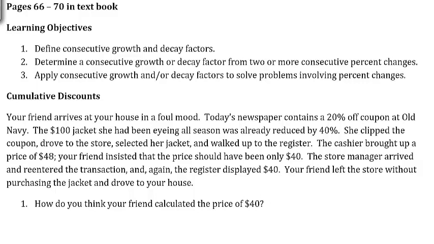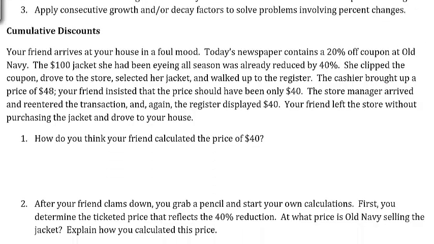So $40 meant that the amount that she discounted was $60 and that she was only paying $40. And so she calculated a 60% discount, and the way that she calculated that 60% discount was the 20% off coupon plus the 40% off sale would give her a 60% off.